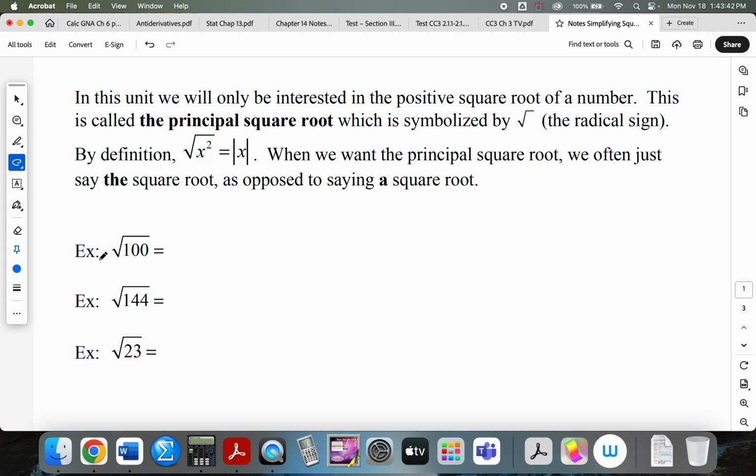So for example, the square root of 100 is what? Oh, don't everybody answer at once. What's the square root of 100? It's 10. Thank you. And the square root of 144 is what? 12. And the square root of 23 is? Nothing. The square root of 23. There's nothing you can do with that.